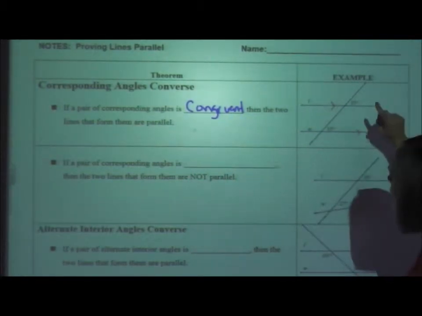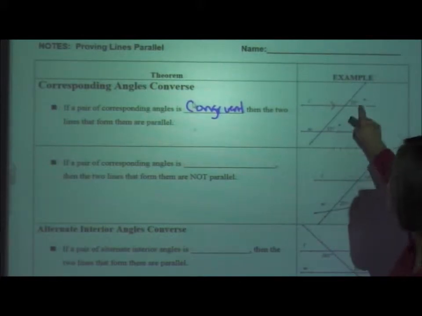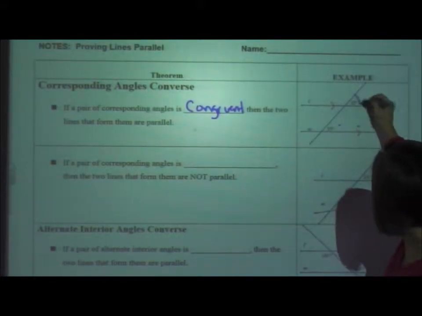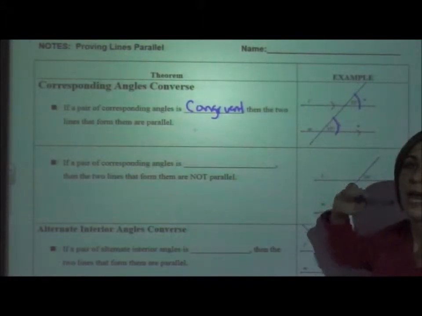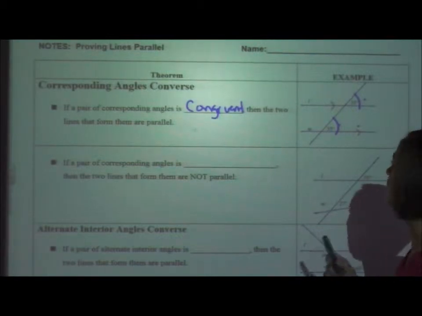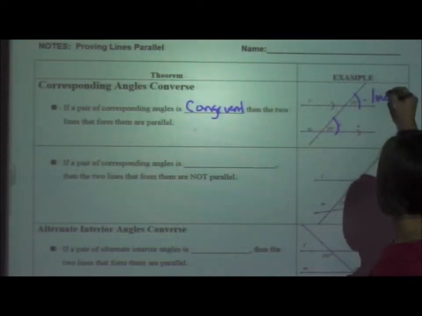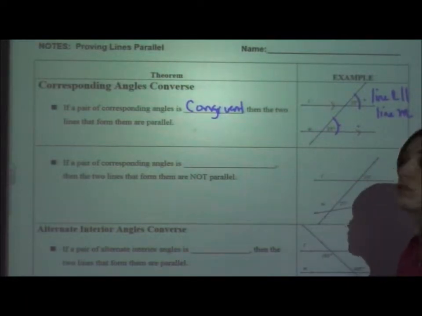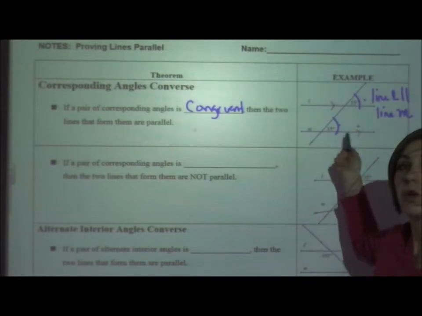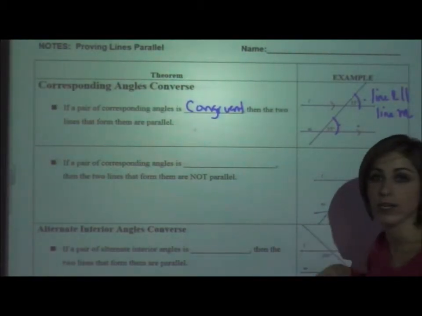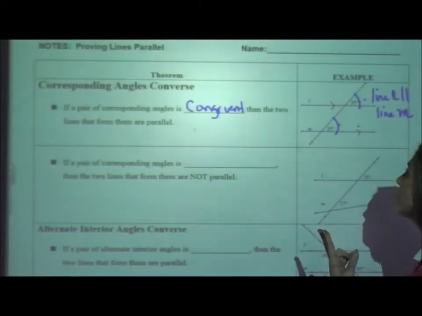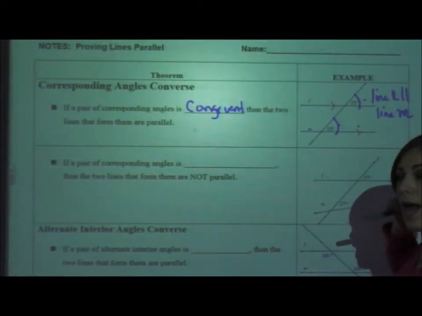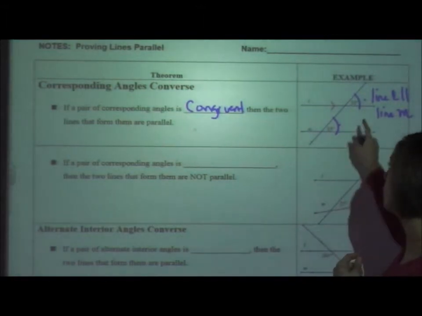So if they told you right off the bat that this angle was 35 and this angle was 35, because they're corresponding angles and because they're congruent, we're allowed to say that line L is parallel to line M. Before, we were told that the lines were parallel, and then we concluded that corresponding angles were congruent. Now we're doing the converse of that. Now we're being told that the corresponding angles are congruent, and we are concluding that now the lines are parallel.